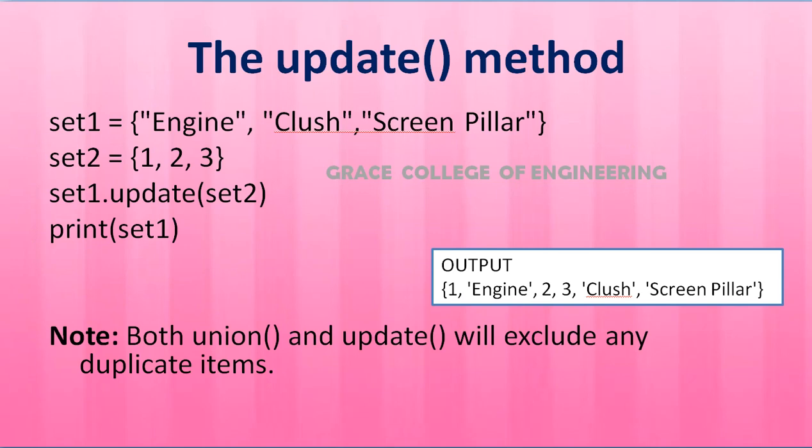The next, update method. This is used to insert the items of set2 into set1. Okay. So set1 is created with multiple items: engine, clutch, screen pillar. In set2, 1, 2, 3 is stored. Now set1.update(set2). Then print set1. Output is 1, engine, 2, 3, clutch, screen pillar. The important note is both the union and update methods will exclude any duplicate items. The duplicate items will not be printed.